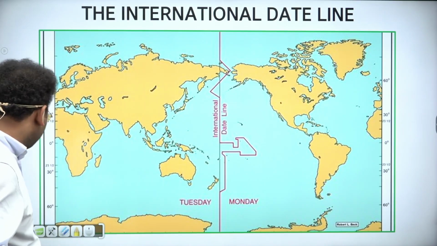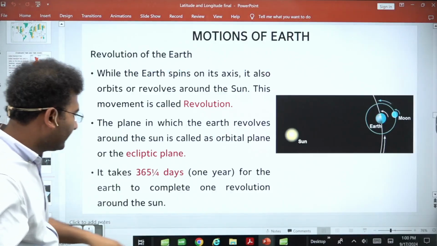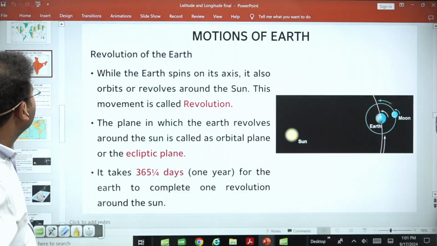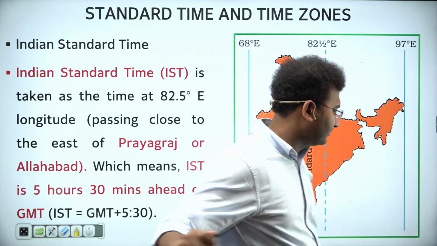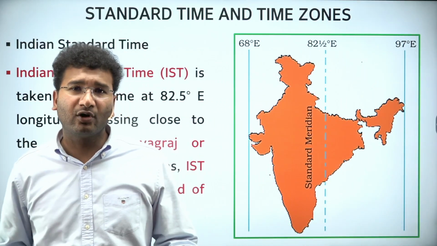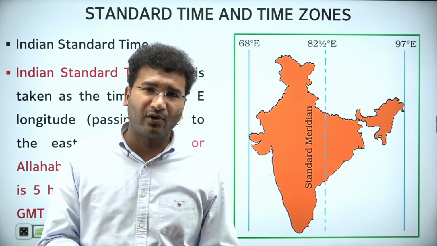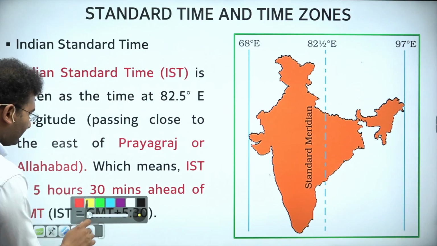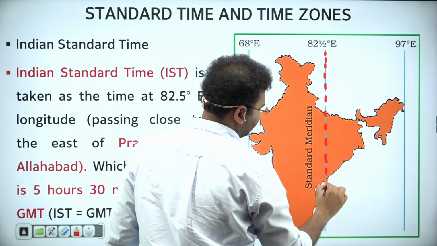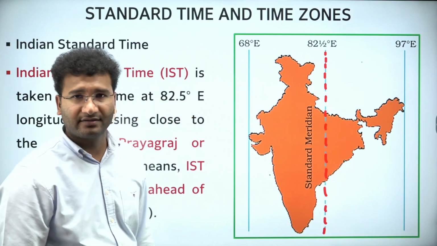So let's try to understand this. Look here, what is the longitude? You tell me which longitude passes through India. What is the Indian Standard Time longitude? The Indian Standard Time longitude is 82.5. See, this is the Indian Standard Time, right?